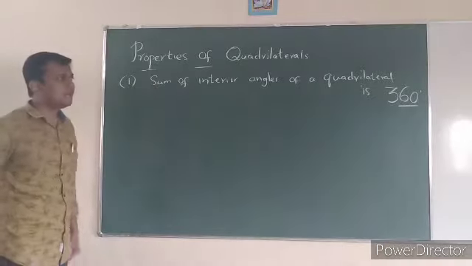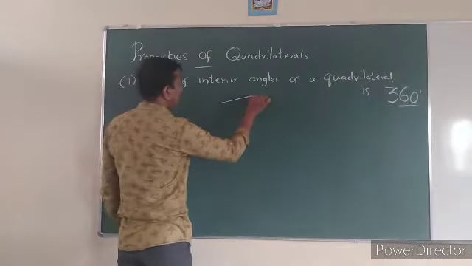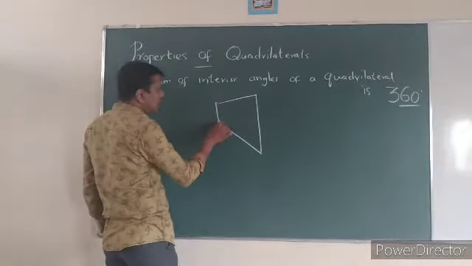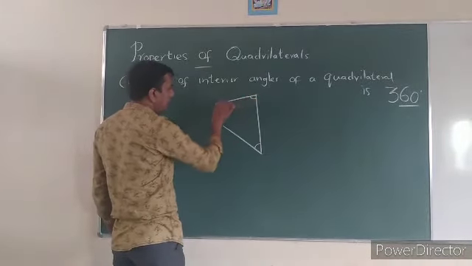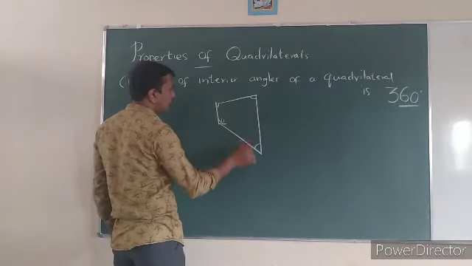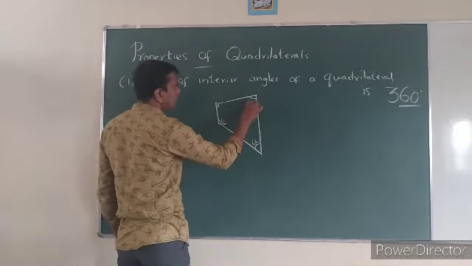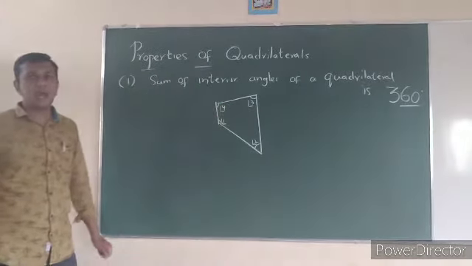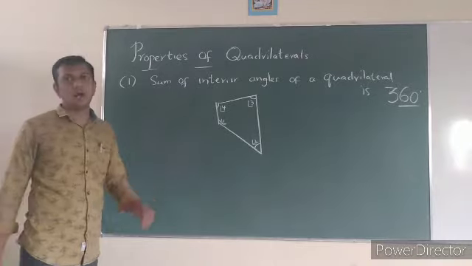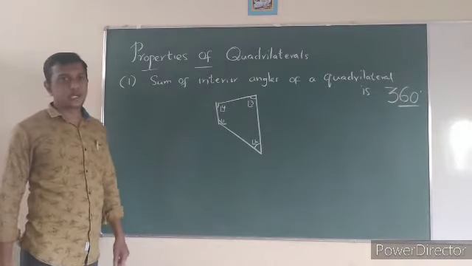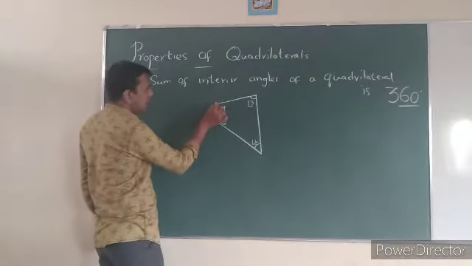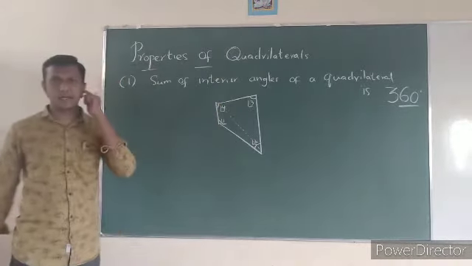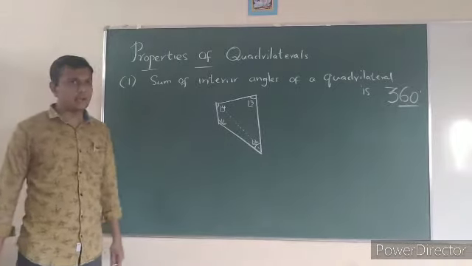Now, the sum of interior angles of a quadrilateral. Suppose we take a quadrilateral. In a quadrilateral, 4 interior angles will be there: angle 1, angle 2, angle 3, angle 4. These 4 angles constitute how much? 360 degrees. How? We know that a quadrilateral has 2 diagonals. I will take one diagonal.